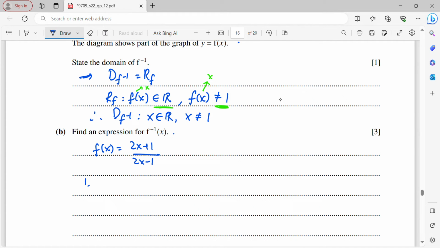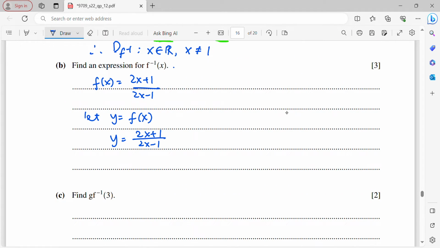So I will let y be f(x). That means my y is going to be (2x + 1) over (2x - 1). Now to get the f inverse, the concept is you just rearrange this expression so that the x is the subject. Alright, so now I have to times the (2x - 1) to the left hand side. Then I will get 2xy - y for the left hand side equals 2x + 1 on the right hand side.